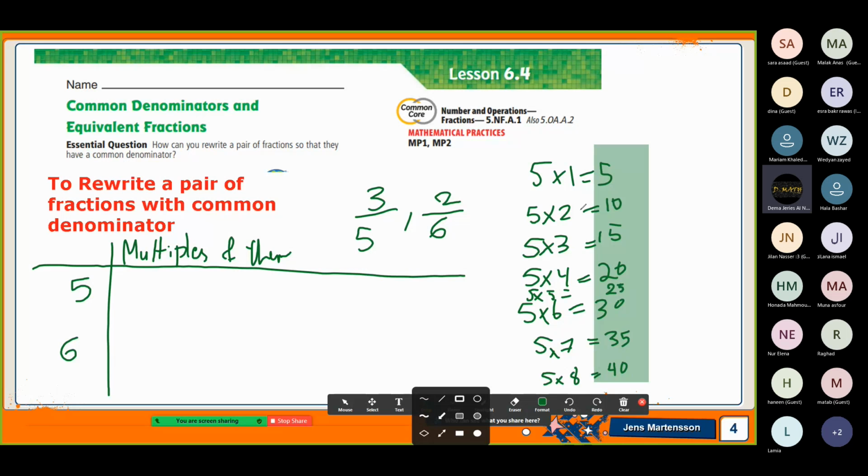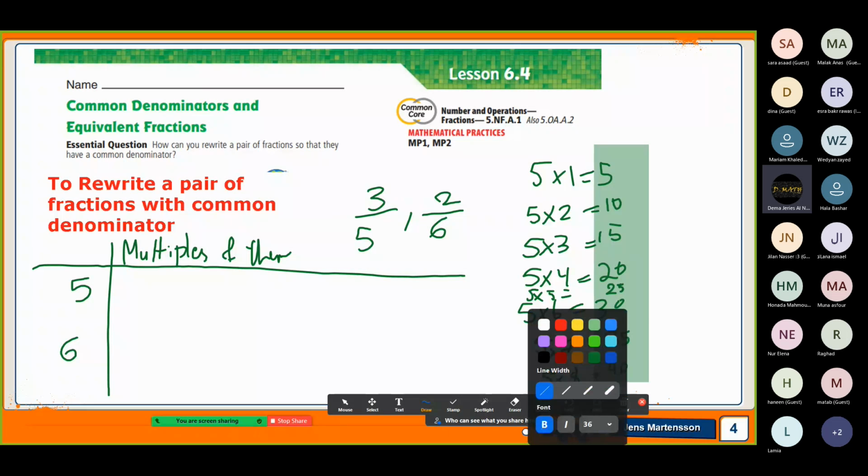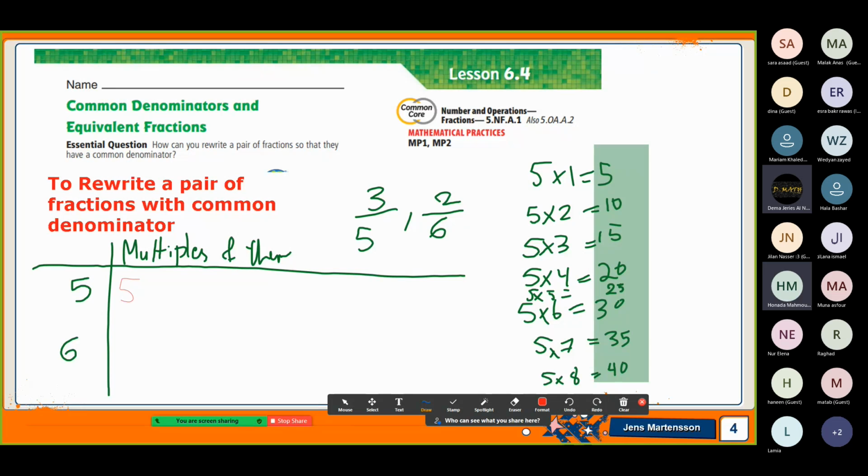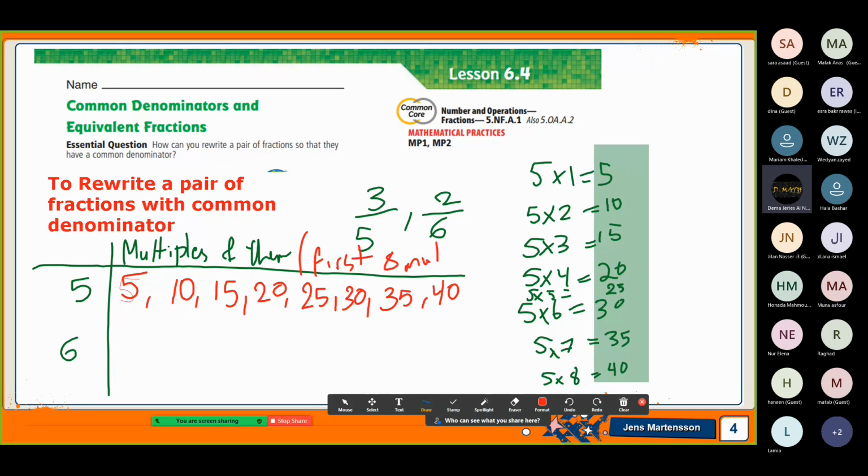So 5, 10, 15, 20, 25, 30, 35, 40. These are what we call multiples of 5. So what are the multiples of 5? They are 5, 10, 15, 20, 25, 30, 35, 40. So I ask you now to write the first 8 multiples.